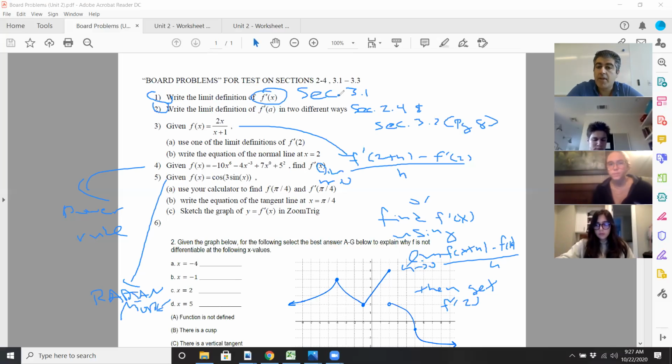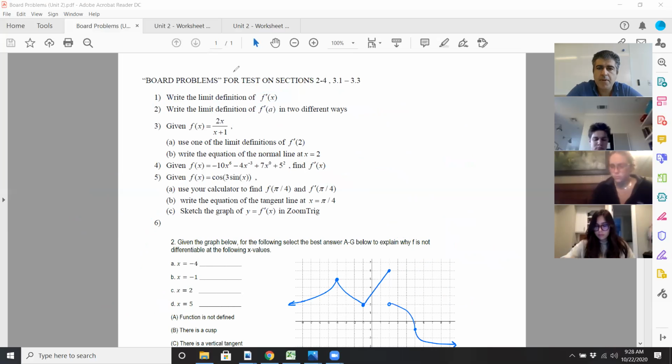So again, number one, look at section 3.1 notes. Number two, look at sections 2.4 and 3.2 page 8 notes. Number three, you could use this or find f prime of x. Plug in 2, of course. Write the equation of the normal line. 4, just use the power rule. That should be really fast. 5, use your calculator. Make sure you're in radian mode. I think 1 through 5 should be good practice right now. So let me stop sharing.